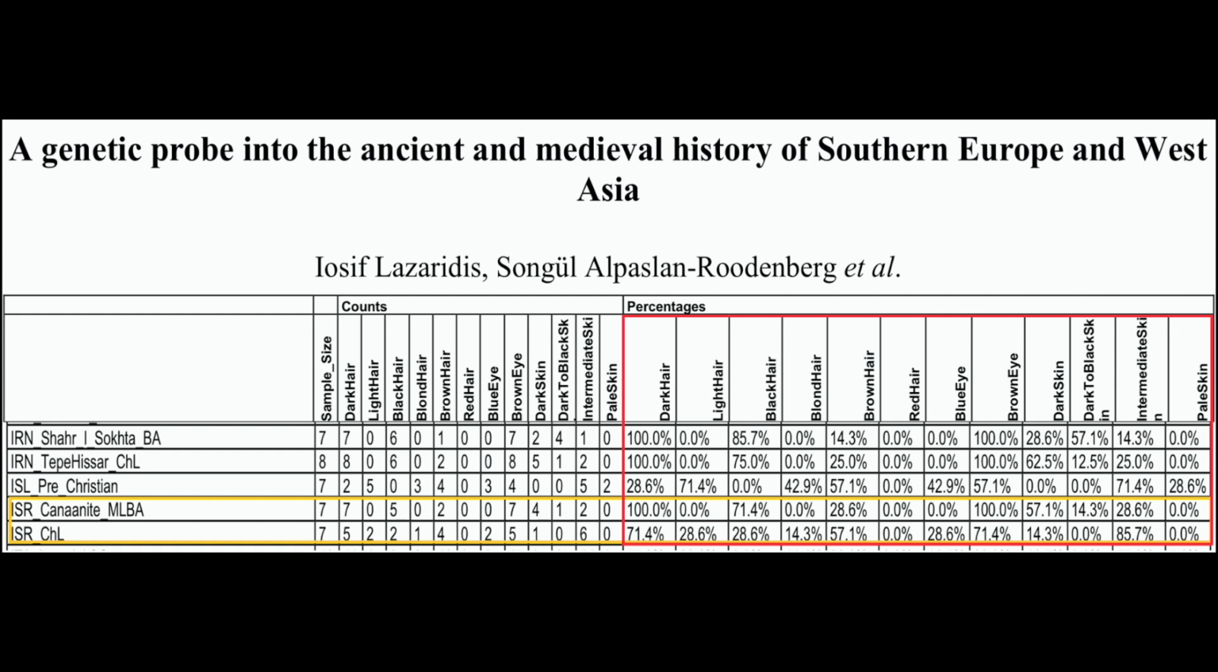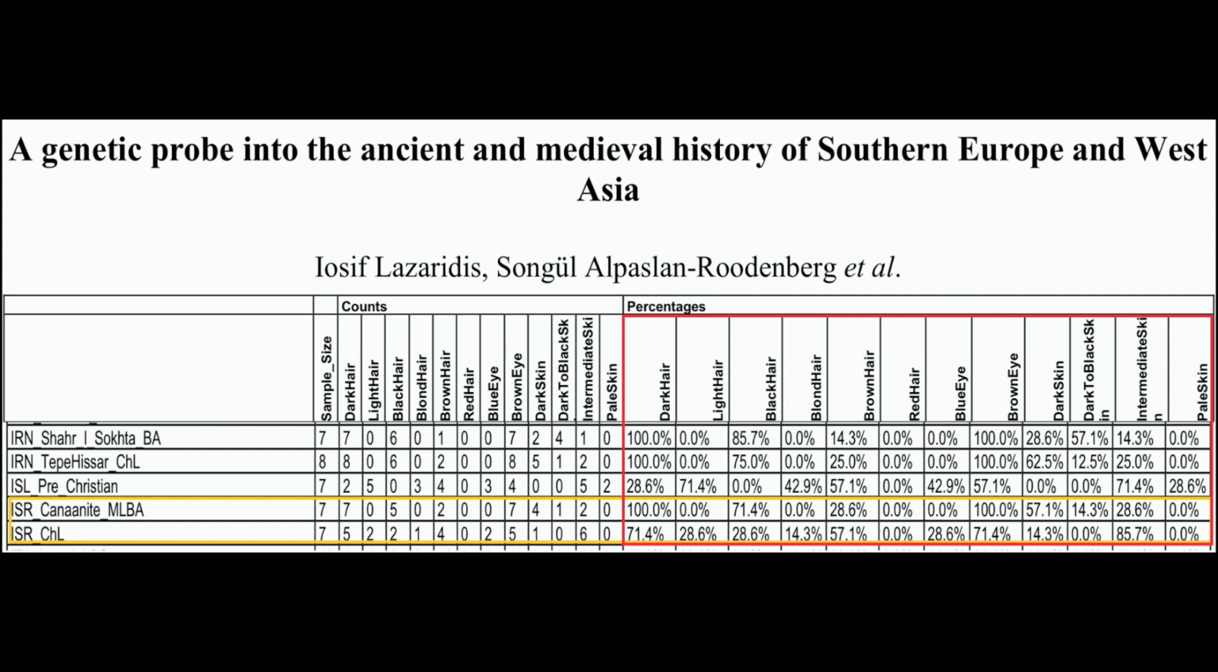Now, if you look at Israel Canaanite MLBA, which stands for Middle Late Bronze Age, Levantine populations in the Middle Late Bronze Age had 100% dark hair and 0% light hair, 71.4% black hair and 0% blonde hair, 28.6% brown hair and 0% red hair and 0% blue eyes, but they had 100% brown eyes.